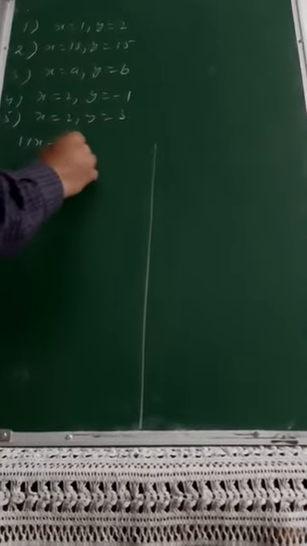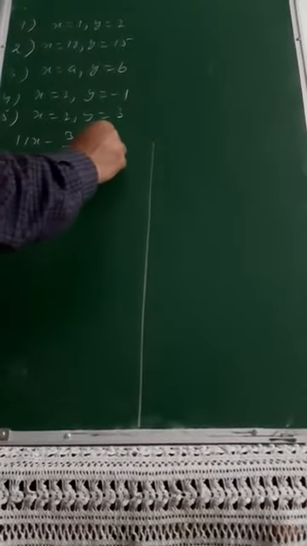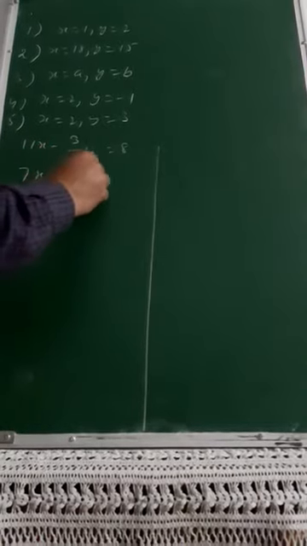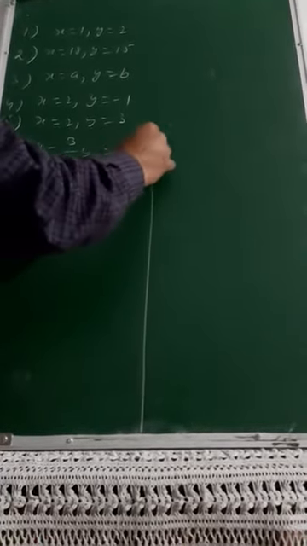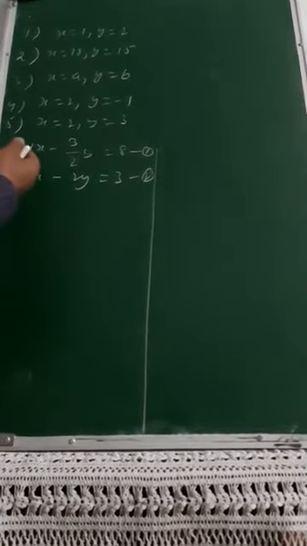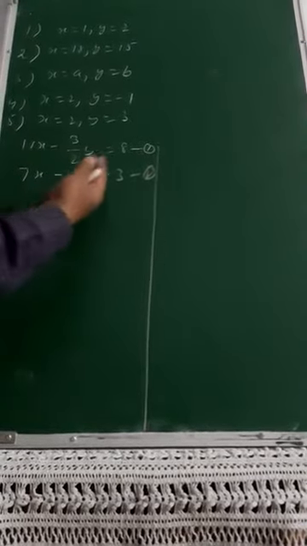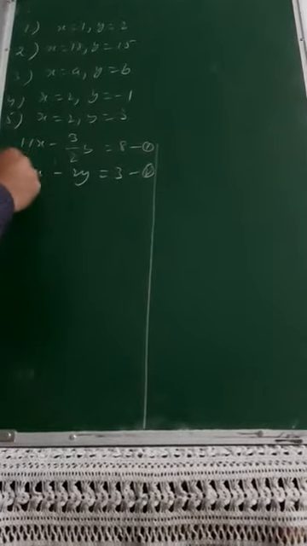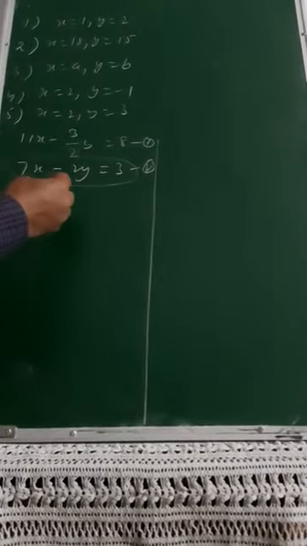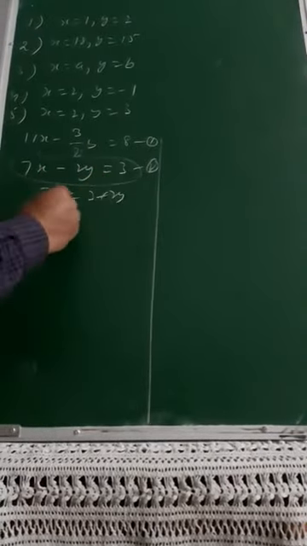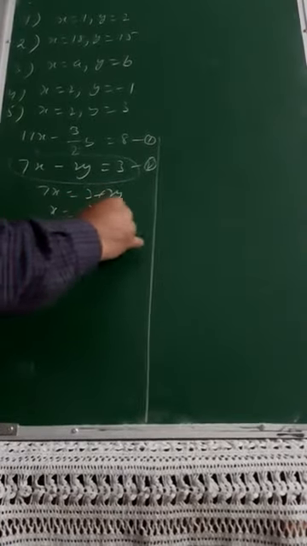That is a great help, and you can save your time from the time management point of view also. So here was the first question, 11x minus 3 upon 2y is equal to 8. And 7x minus 2y is equal to 3. First equation, second equation. So an equation definitely lies in the form of ax plus by is equal to c. So if I think from the substitution point of view, suppose I am taking this equation, 7x is equal to 3 plus 2y, so x will be equal to 3 plus 2y upon 7.